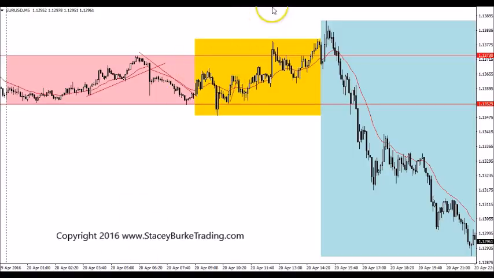Then we see a weak pullback. Once the market starts to swing, traders want to be either looking to go to break even or even consider taking some profit. Until the market retests that upper border, we still don't know if this is just going to be a range day between 50 and 75.